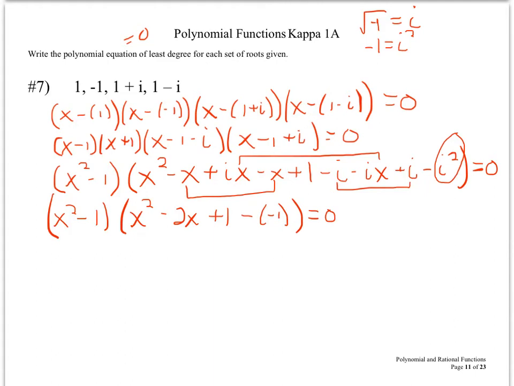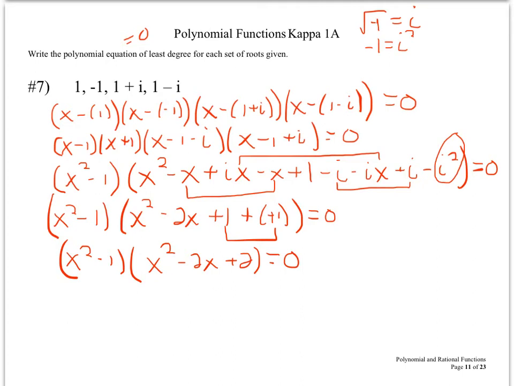We're subtracting a negative 1, which is the same as just saying plus 1. Plus 1 on a plus 1 is a plus 2. So we get x squared minus 1 as a binomial, and we get x squared minus 2x plus 2 as a trinomial.